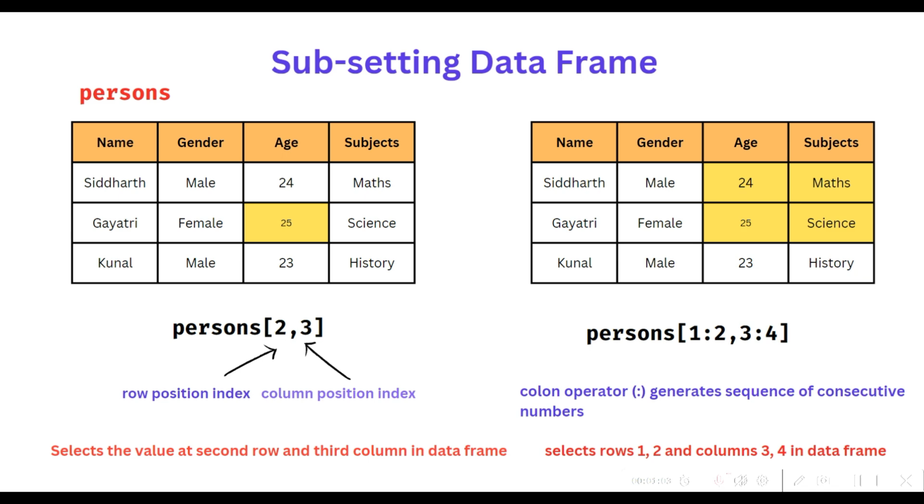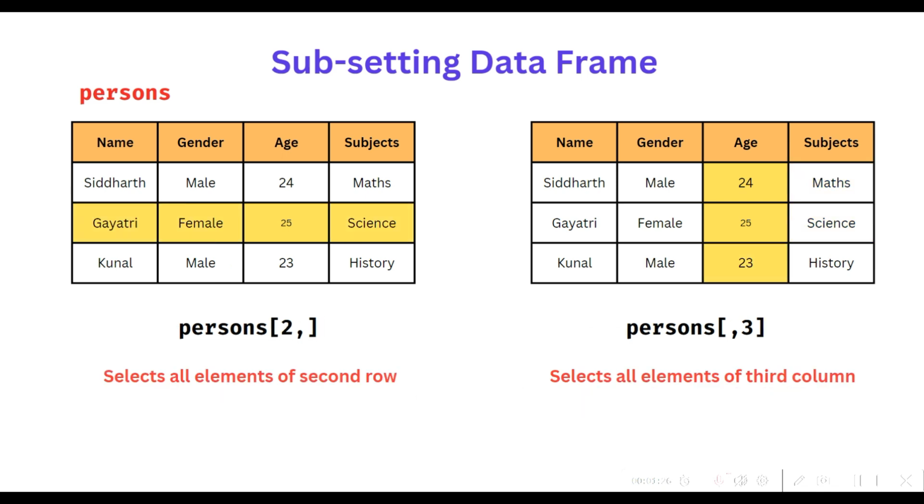We can also use colon operator to subset multiple rows and columns from a data frame. Here we are selecting elements from the first two rows and third and fourth column. You can select all elements from the rows and columns. Please note, whenever one dimension is left blank, all the values in that dimension will get selected. When column dimension is left blank, all columns will get selected, and when row dimension is left blank, all rows will get selected.